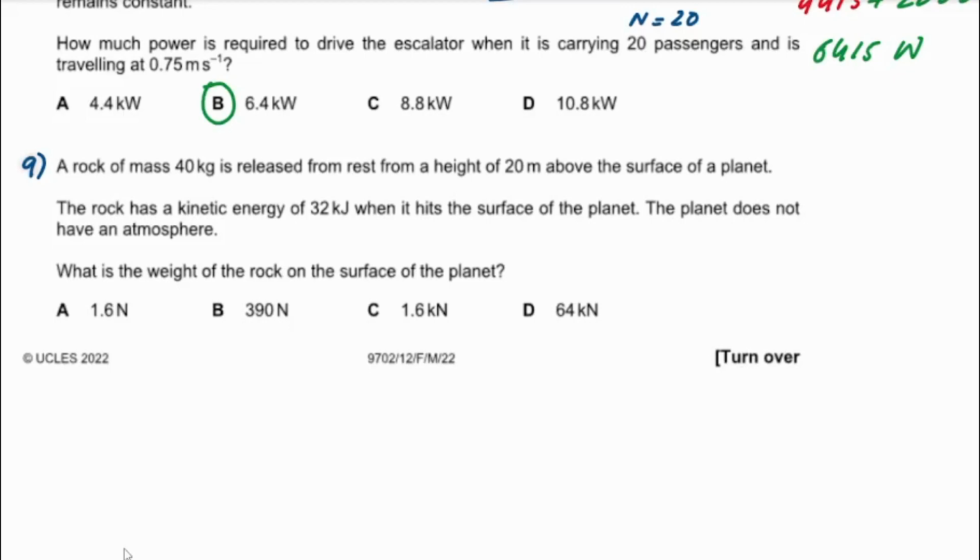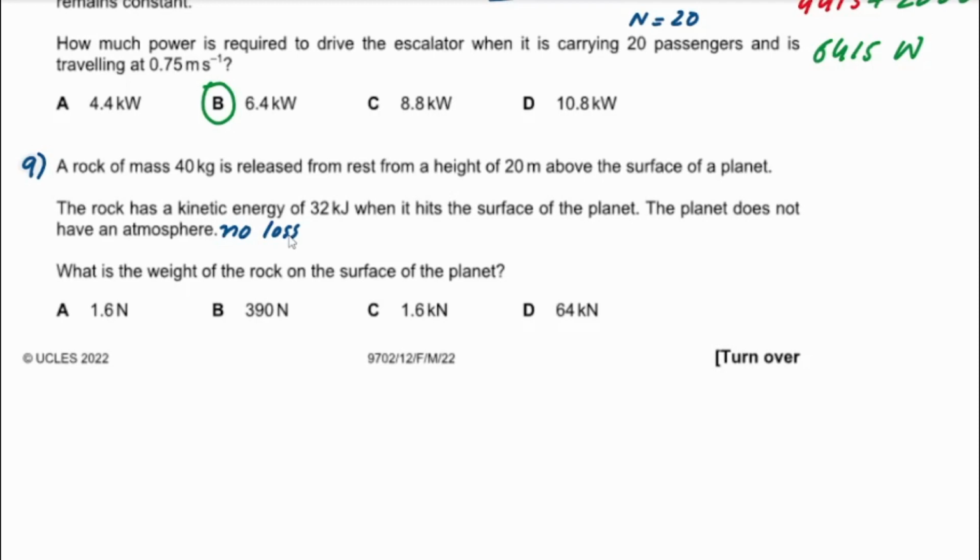All right, everyone. So here we have the next one. The mass of 40 kilograms is released from rest from a height of 20 meters above the surface of the planet. The rock has a kinetic energy of 32 kJ when it hits the surface of the planet, which does not have an atmosphere, so no energy would be lost in friction or air resistance, whatever you want to call that. What is the weight of the rock on the surface of the planet?